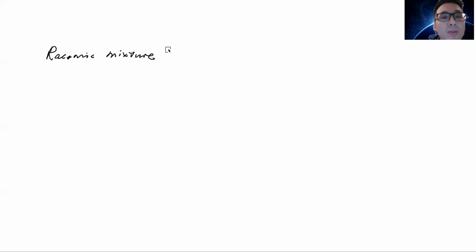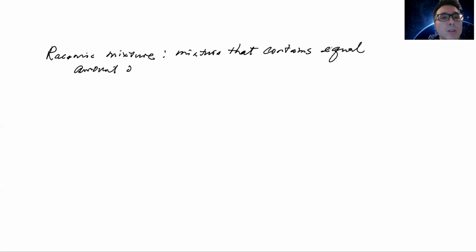A racemic mixture, of course, is a mixture, right? A mixture that contains equal amount of a pair of enantiomers. Okay, that means an enantiomer with its mirror image.